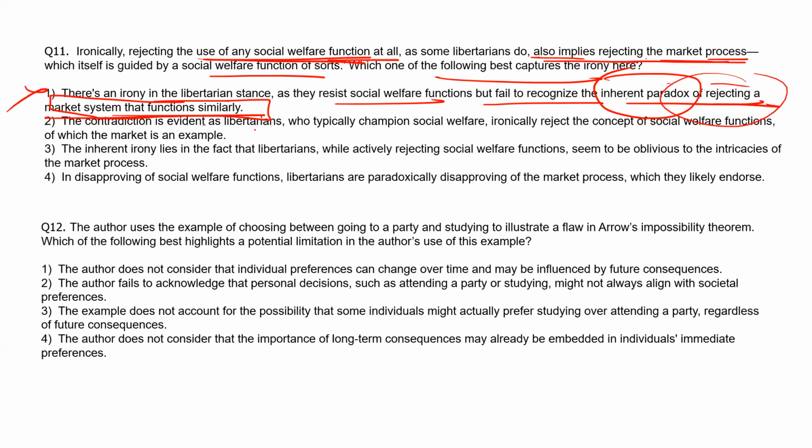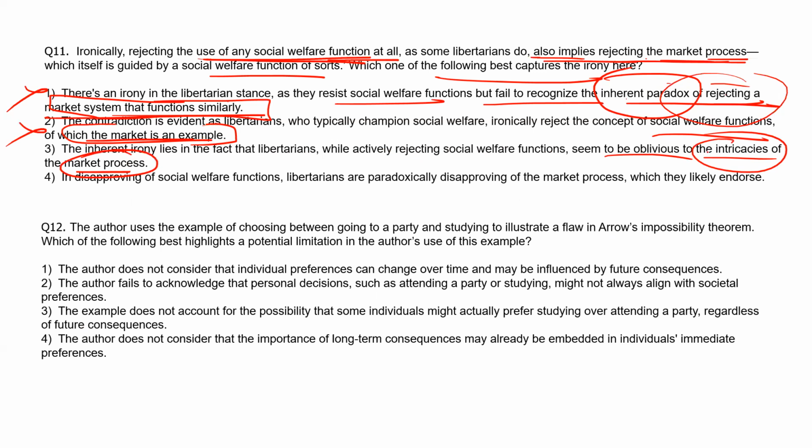The contradiction is evident, as libertarians who champion social welfare ironically reject the concept of social welfare functions, of which market is an example. Market is not an example of a social welfare function. So this is wrong. The inherent irony lies in the fact that libertarians, while actively rejecting social welfare functions, seem to be oblivious to the intricacies of the market process.